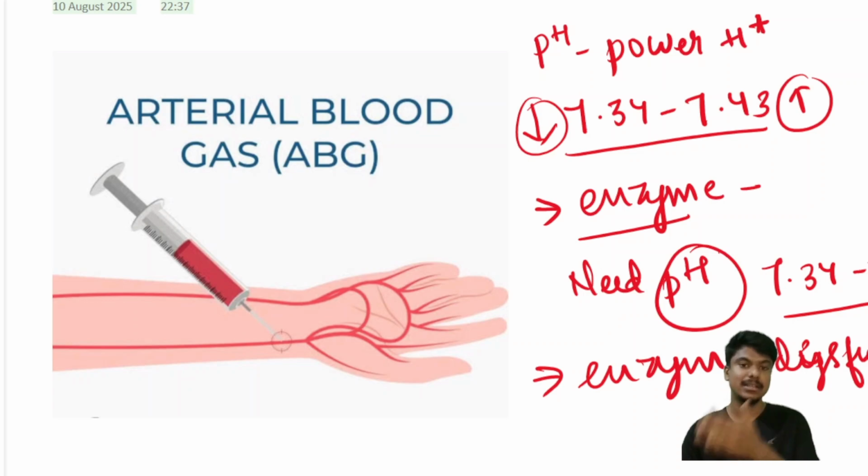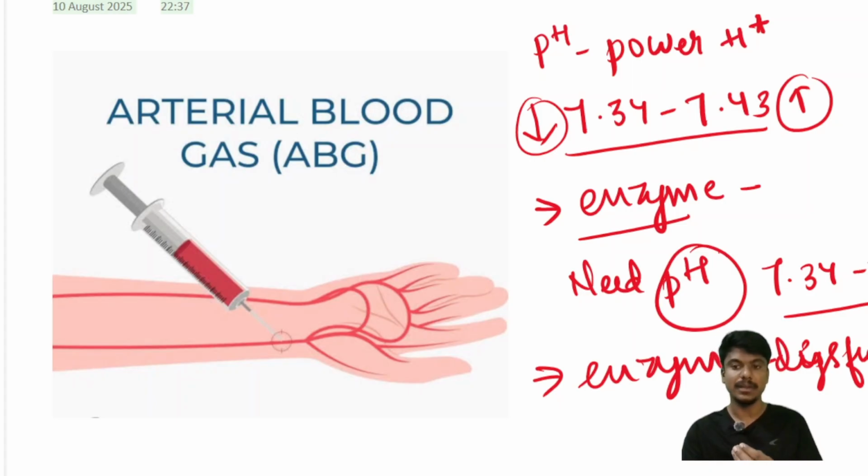So they are prone to go for acidosis or alkalosis. That's why we are taking the ABG sample, to check whether the pH is normal, whether the enzymes are working in a normal range or not. So that's the importance of your arterial blood gas analysis.